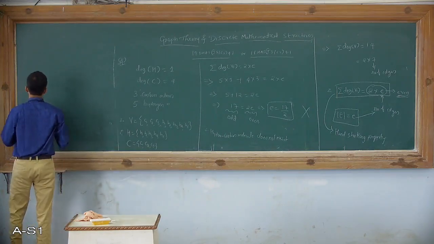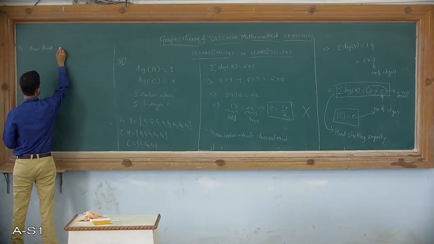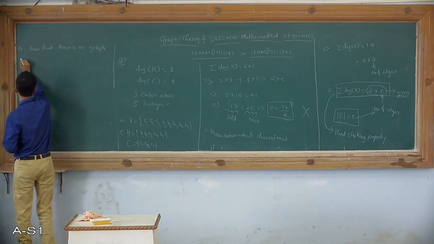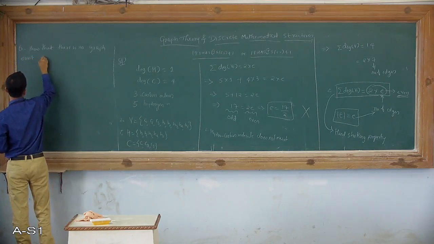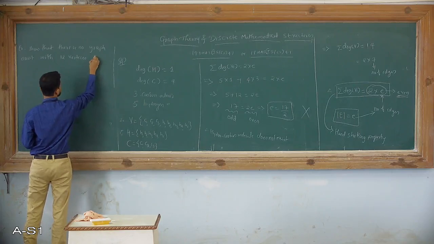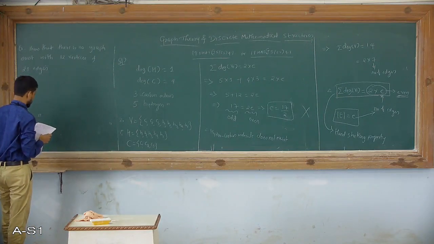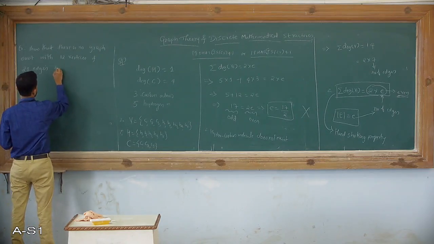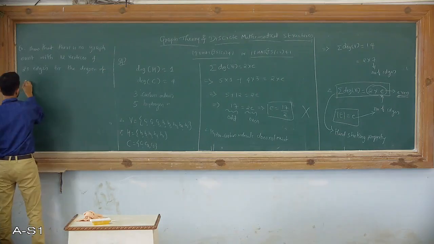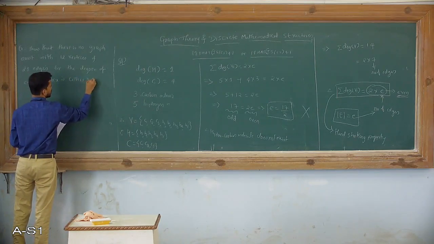Next question: show that there is no graph that exists with 12 vertices and 28 edges, for which the degree of each vertex is either 3 or 4.